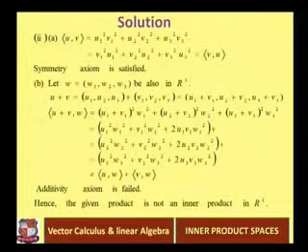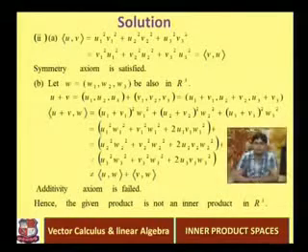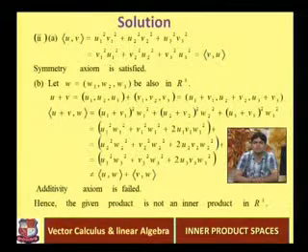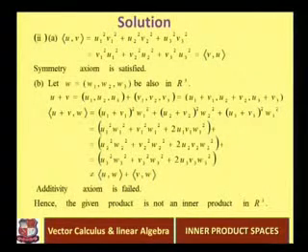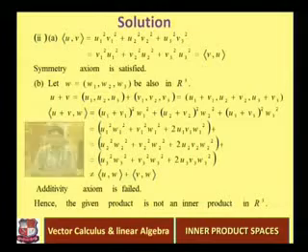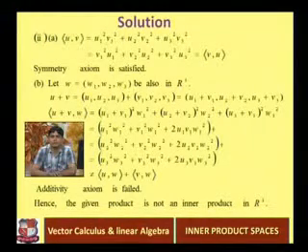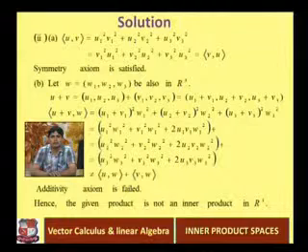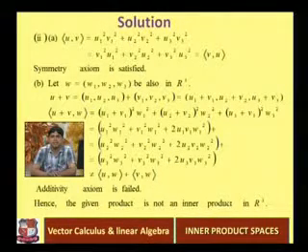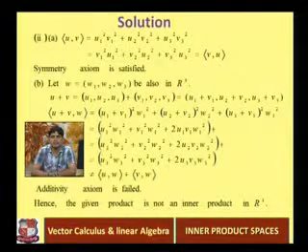For that we take the inner product of u comma v is equal to u1 square v1 square plus u2 square v2 square plus u3 square into v3 square, and here we also interchange the order of u and v. So we write v1 square u1 square plus u2 square into v2 square plus u3 square into v3 square. That is nothing but the inner product of v comma u, and so we get the inner product of u comma v is equal to the inner product of v comma u. So the first property, symmetry, is satisfied.